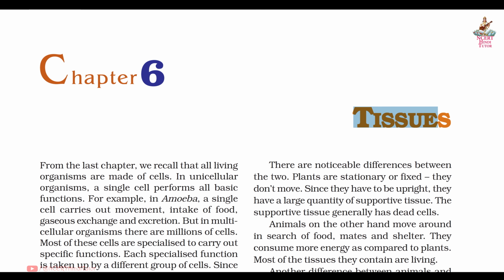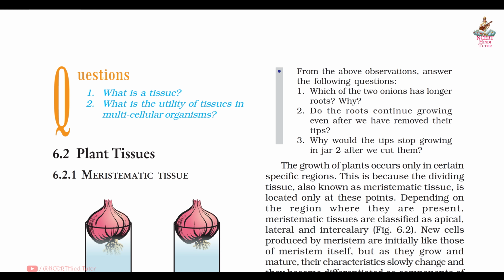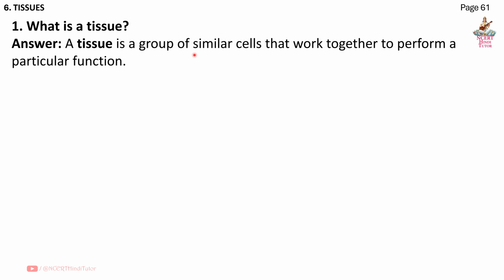Chapter 6 Tissues Question Answers from Class 9 Subject Science. Page 61, Question 1. What is a tissue? Answer: A tissue is a group of similar cells that work together to perform a particular function.